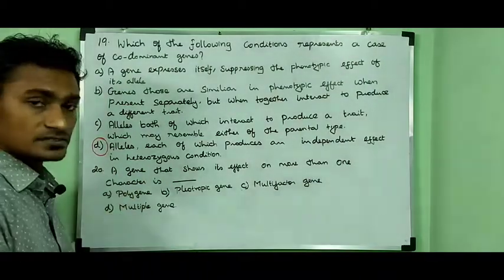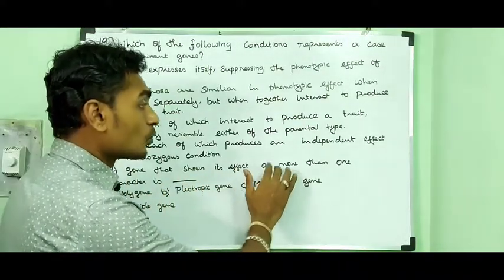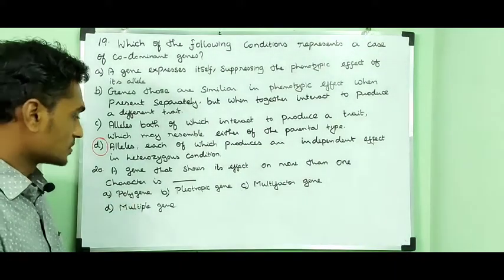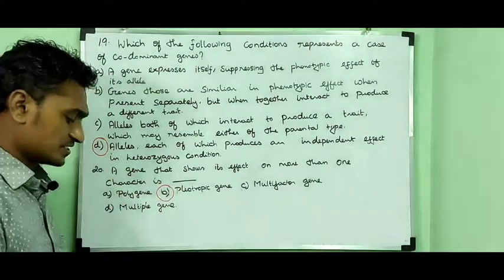The 20th question. A gene that shows its effect on more than one character is called a pleiotropic gene.